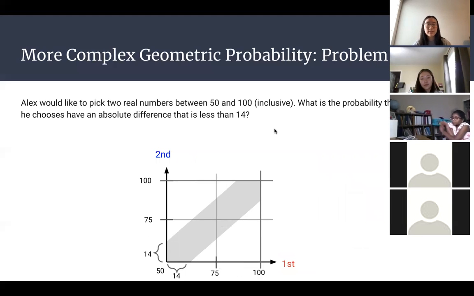Okay, so Alex would like to pick two real numbers between 50 and 100. And what is the probability that the numbers he chooses have an absolute difference that is less than 14?